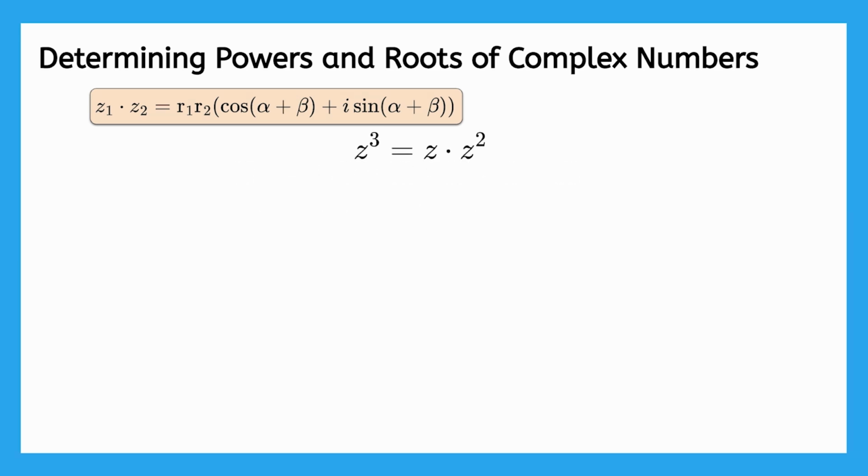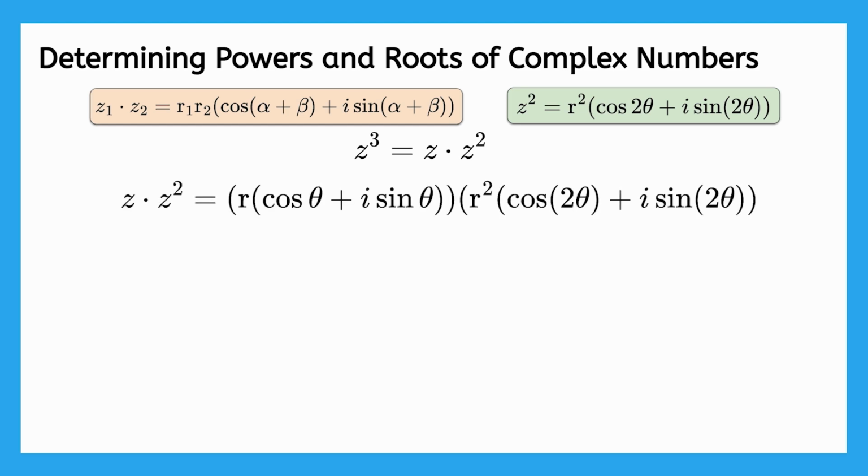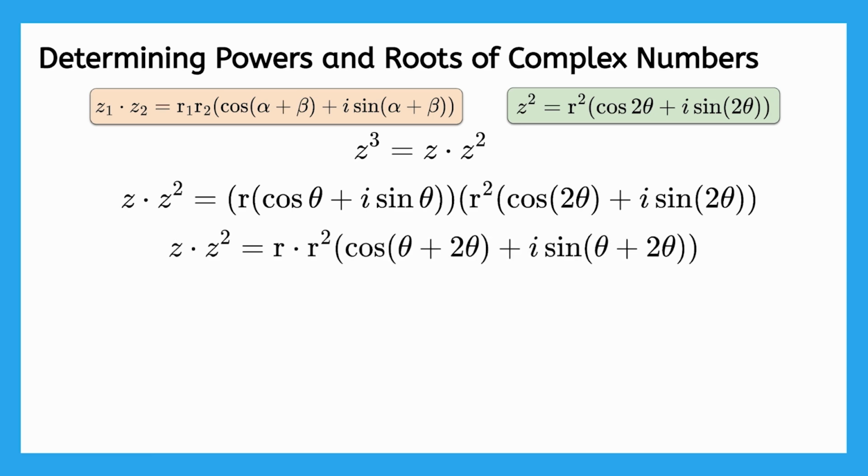Z to the third power is just z times z squared, and since we just determined that z squared is r squared times cosine 2 theta plus i sine 2 theta, we'll use that in our product rule. So z times z squared is r times cosine theta plus i sine theta times the quantity r squared times cosine 2 theta plus i sine 2 theta. Apply the product rule. Now simplify. Do you see the pattern emerging?